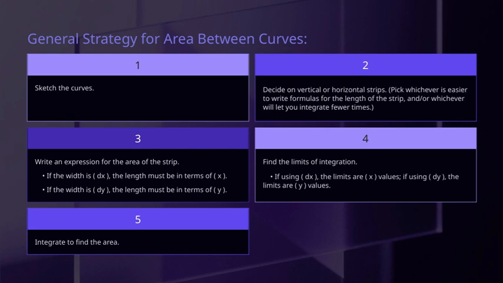Finally, to find the total area between the curves, we perform the integration over the chosen limits. This step sums all the infinitesimal strips to give us the total enclosed area. And that's the general strategy for calculating the area between curves.